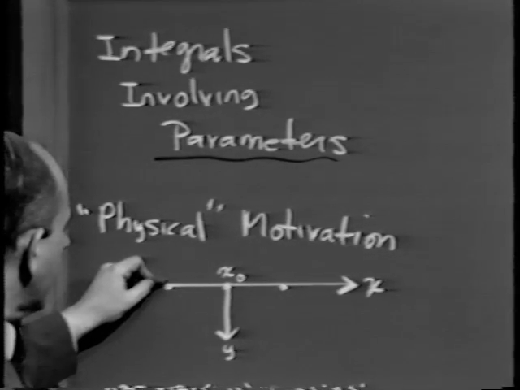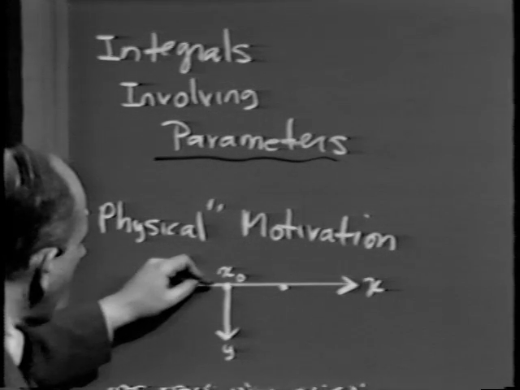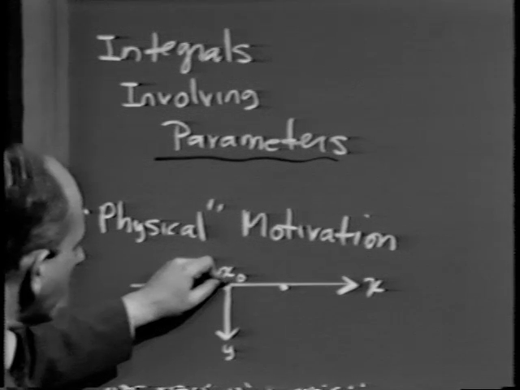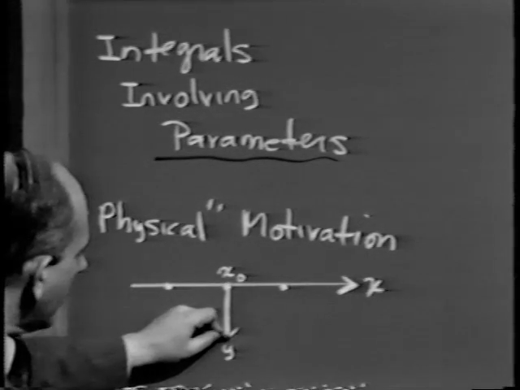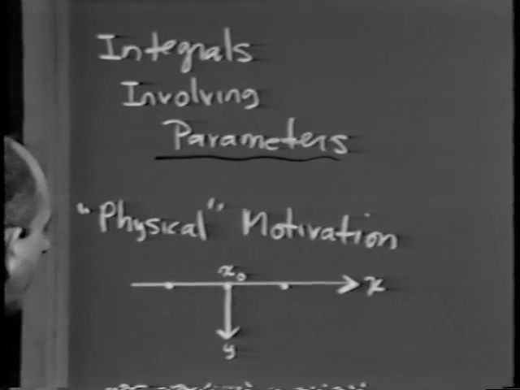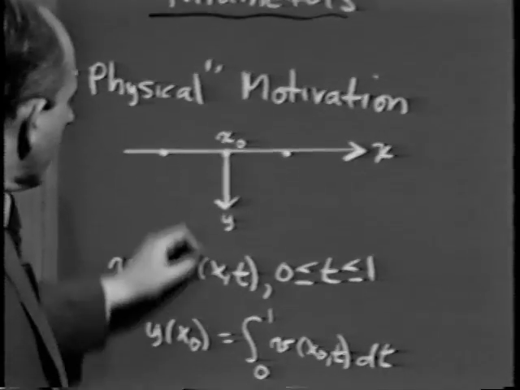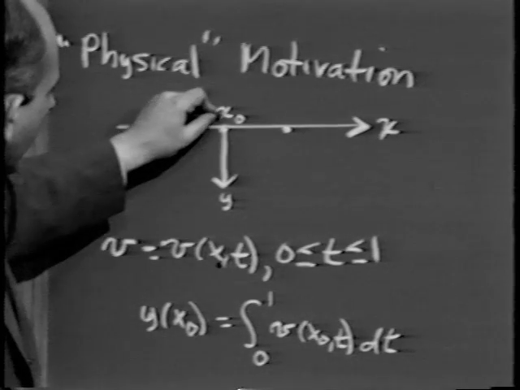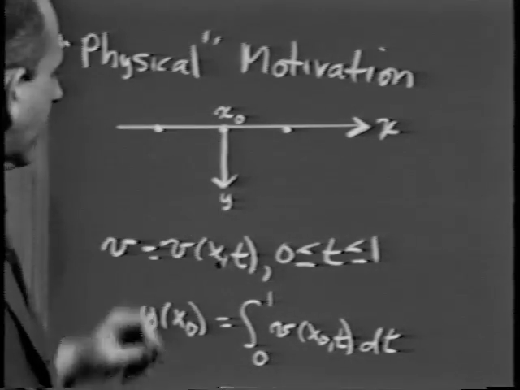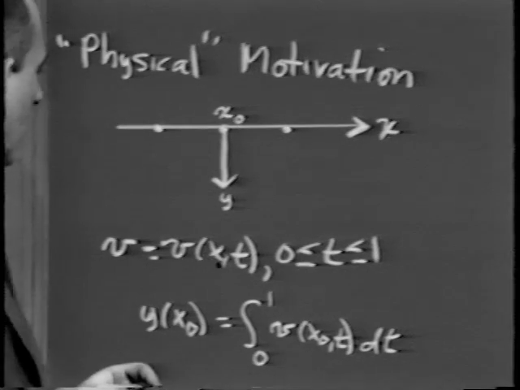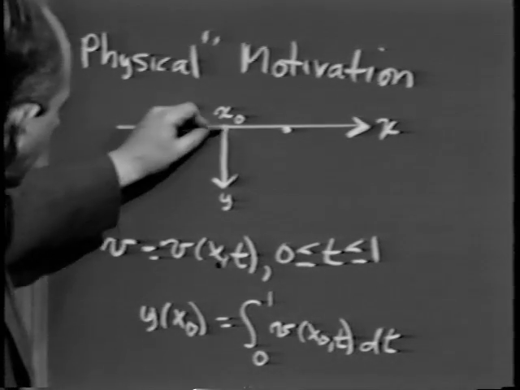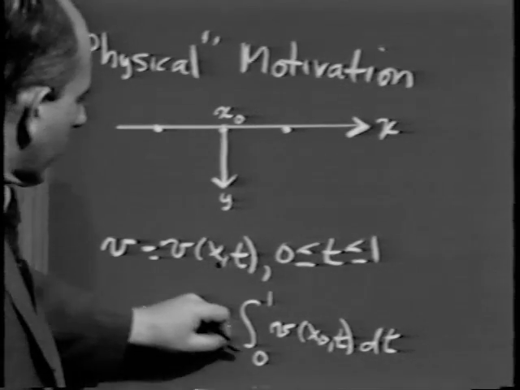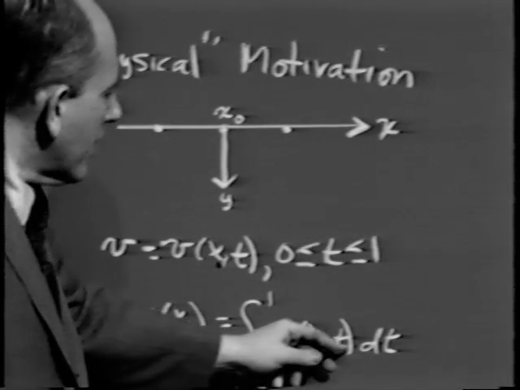All I'm trying to bring out here is that as we try to focus our attention on a particular opening, we find that the velocity of the particle that we're following during that first second is a function both of its position x, in other words, x sub 0 in this case, because we're focusing in at x equals x0, and the time t as t goes from 0 to 1. And we then simply integrate along the vertical direction here. We find y as a function of x0 from 0 to 1, v of x0 t dt.